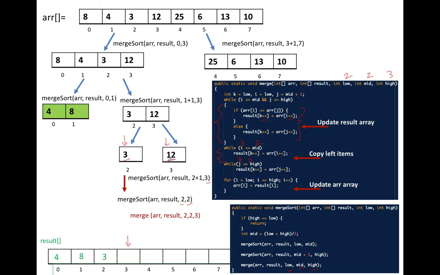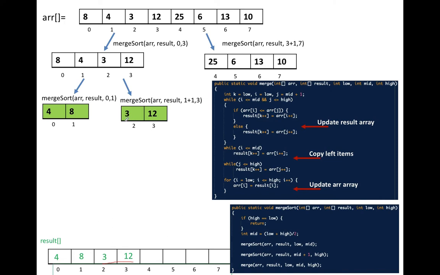So what do we need to store? We need to store array of j, which is 12 in this case, and correspondingly increment the value of j. So these two operations are done. The result array is updated, and at the last we need to update the main array. In this subarray we store 3 and 12, so we correspondingly update the main subarray. At index 2 we have 3 and at index 3 we have 12.